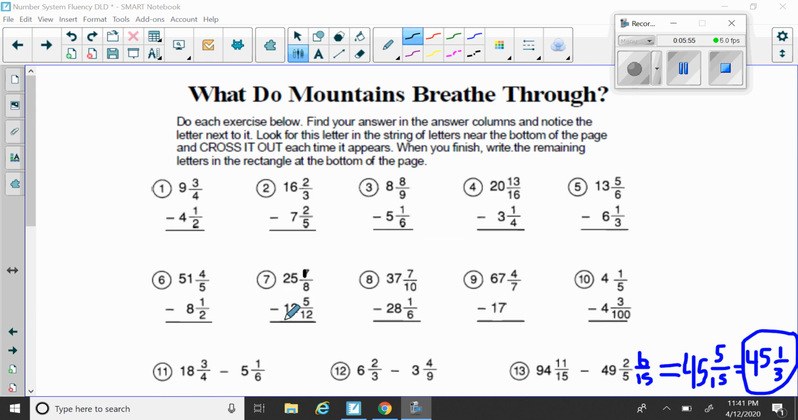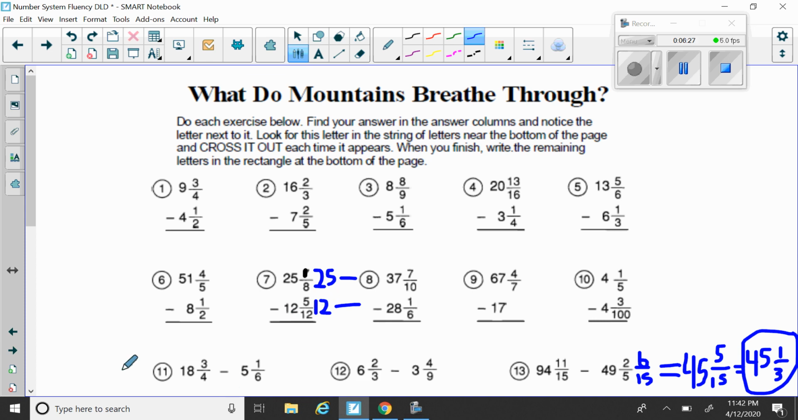Okay, now let's look at this one, number 7 here. This says 1 over 8, by the way. So we see that we have 25 and 1/8 minus 12 and 5/12. So we need a common denominator between 8 and 12. So this would be 25 and something, and then this would be 12 and something.